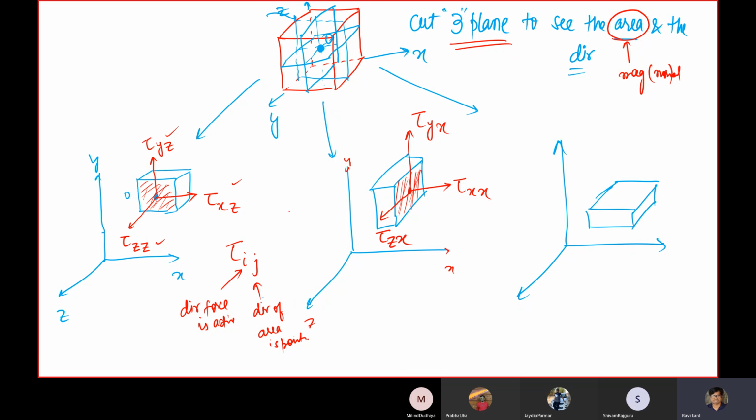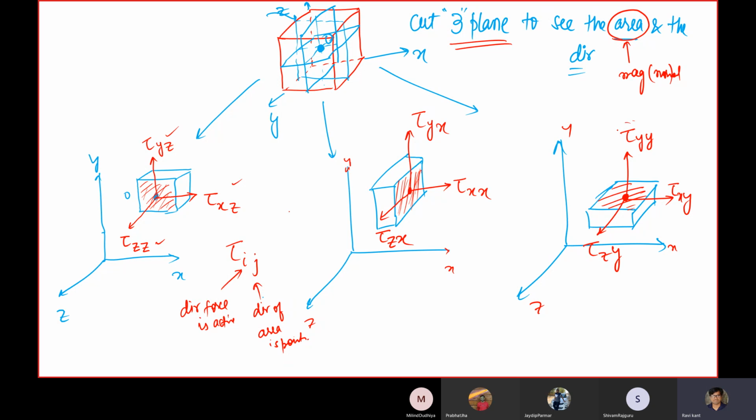Again you can cut in this fashion, and you have the exposed area here, this one, and now you have several stresses, and one stress will be acting this way. So this is your tau, this is x, y, and z. So this is your y, right? And this is your x, y, and this is your z, y.